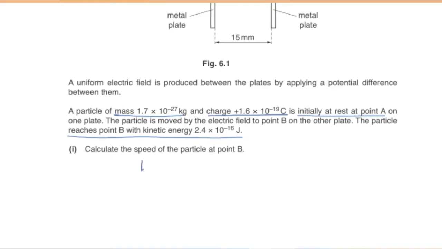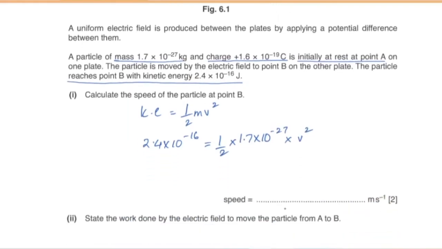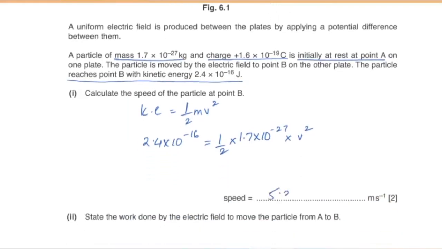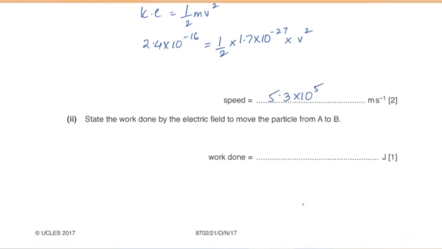So the kinetic energy is equal to half times mass times speed squared, where the kinetic energy of the particle is 2.4 × 10^-16 is equal to half times mass 1.7 × 10^-27 times speed squared. So the speed of the particle at point B is equal to 5.3 × 10^5 meters per second. Part 2, state the work done by the electric field to move the particle from A to B. So work done in moving the particle from A to B is equal to the gain in kinetic energy. So this is also equal to 2.4 × 10^-16 joules.